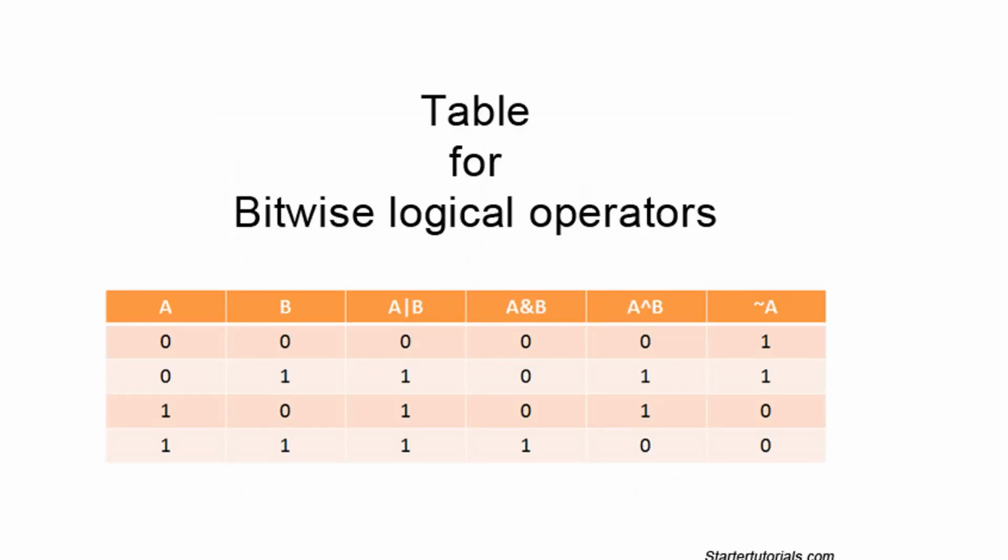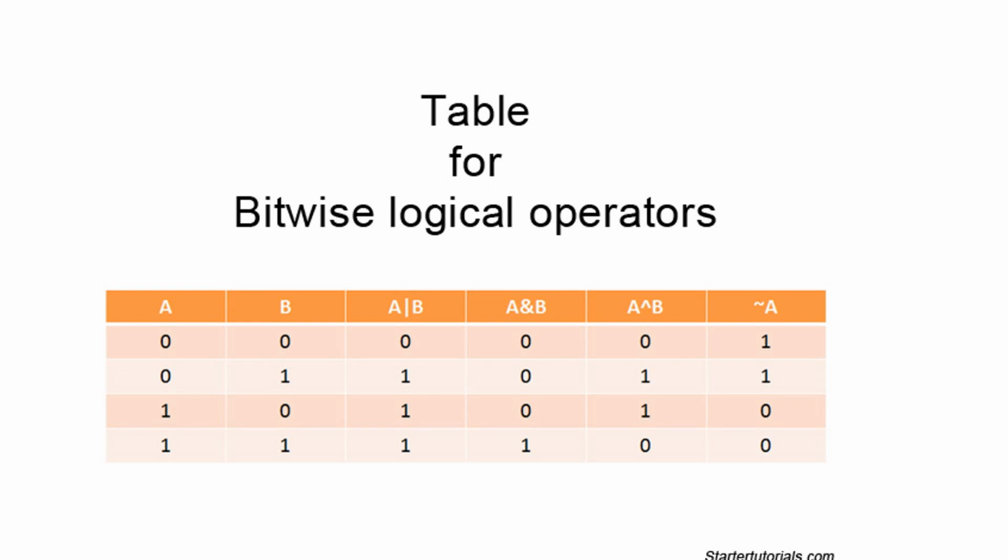So we have a bitwise table here for 0 and 0. If both are 0, the answer is 0. For the OR operation, it will check the operands. If any one of the operands is true, the result will be 1. And for the AND operation, both operands should be 1.